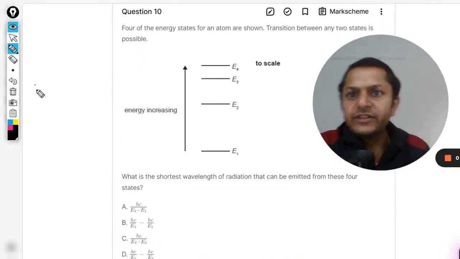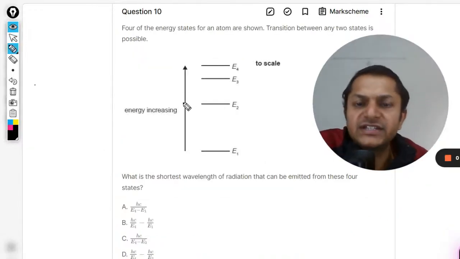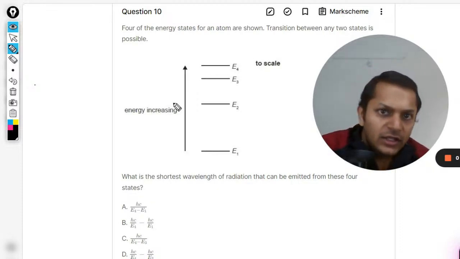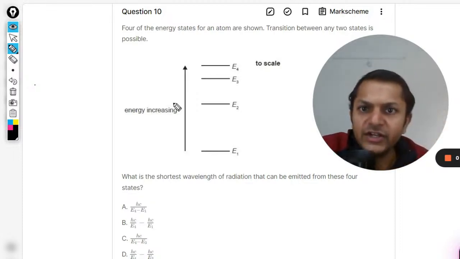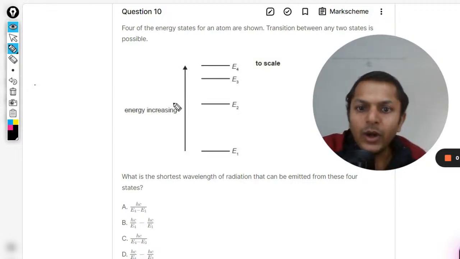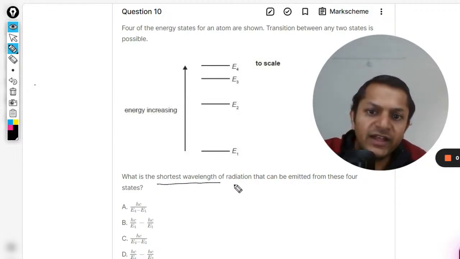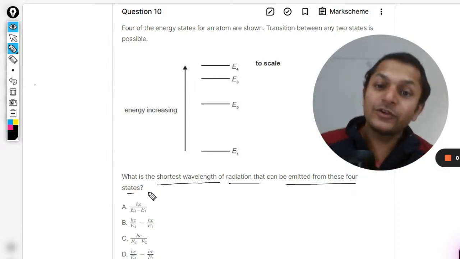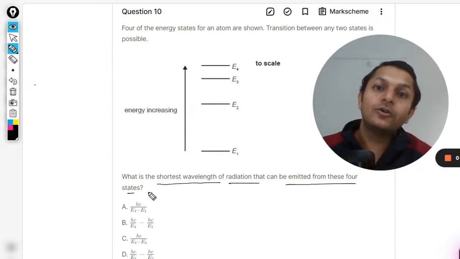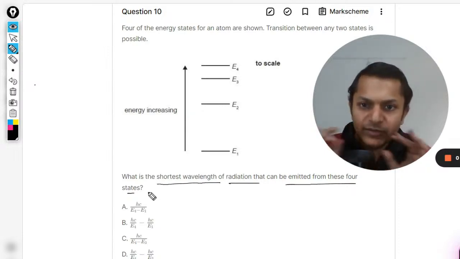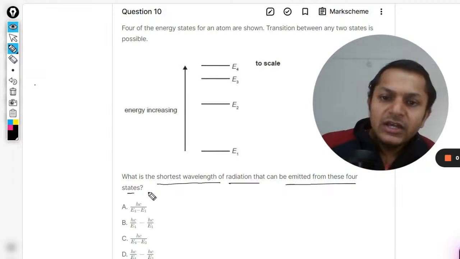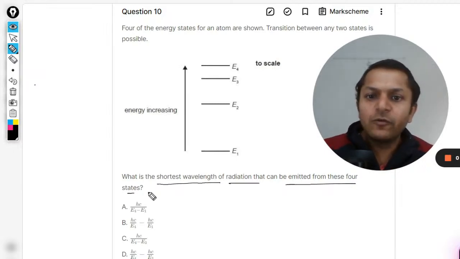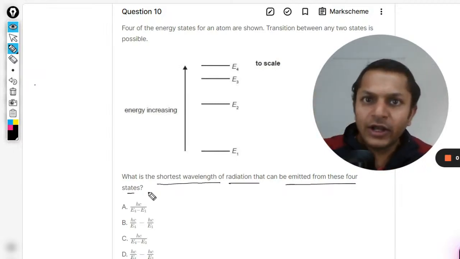Let us see what is there in this question. Four of the energy states of an atom are shown. The transition between any two states is possible. What is the shortest wavelength of the radiation that can be emitted from these four states? On the surface it looks like a really difficult question, and students would be confused about how to do this. But do not worry, there is a method of doing it, so that you can understand how to find the shortest wavelength and the longest wavelength.